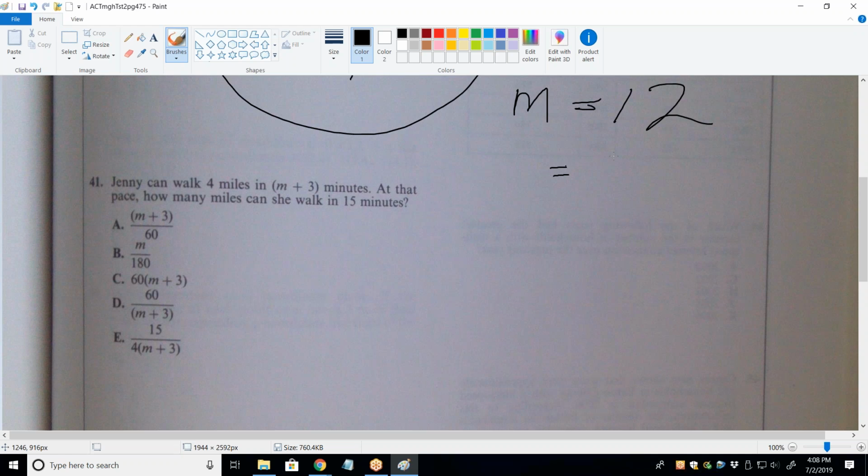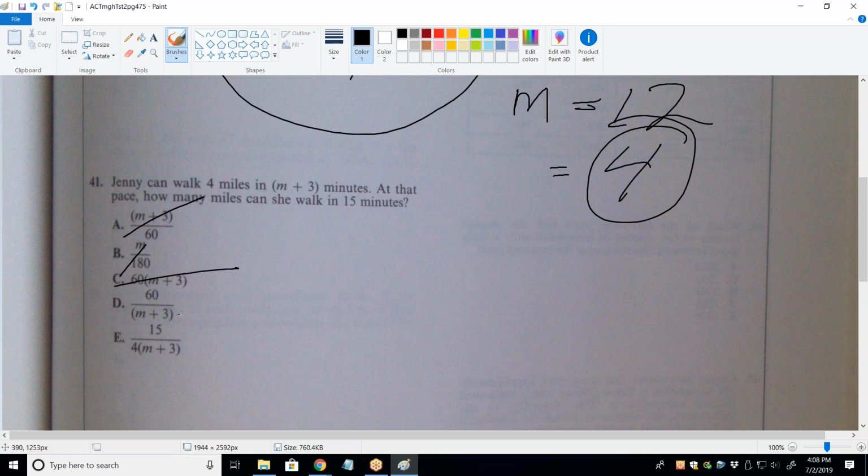So that is... How many miles will she walk in 15 minutes? That'll be 4. Okay, so there's our answer. So we just start doing what? I'm plugging in 12 into each of these. Okay, that eliminates that until we get 4, right? Until we get 4. Okay, eliminates that one. It's D. Eliminates that one.